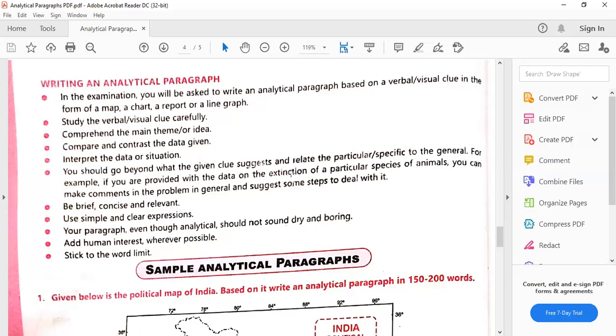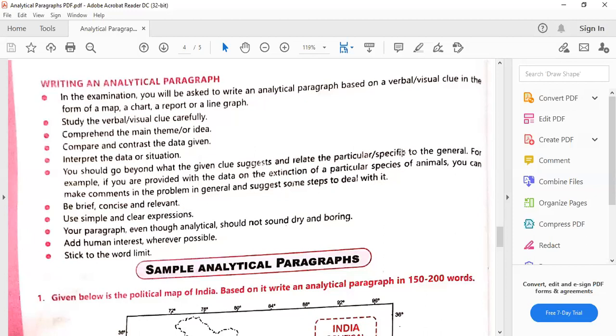If you are provided with the data on the extinction of a particular species of animals, you can make comments on the problem in general and suggest some steps to deal with. For example, if you are given data on the extinction of a particular species of animal, जो है extinct हो रही है, खत्म हो रही है, so you can make comments on the problem in general, and then you can suggest some steps to deal with that problem also. But you should be brief, concise, and relevant.